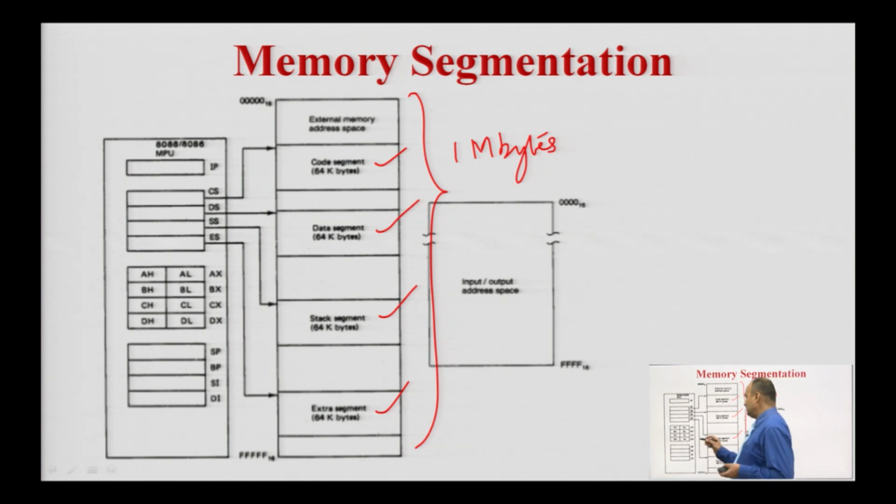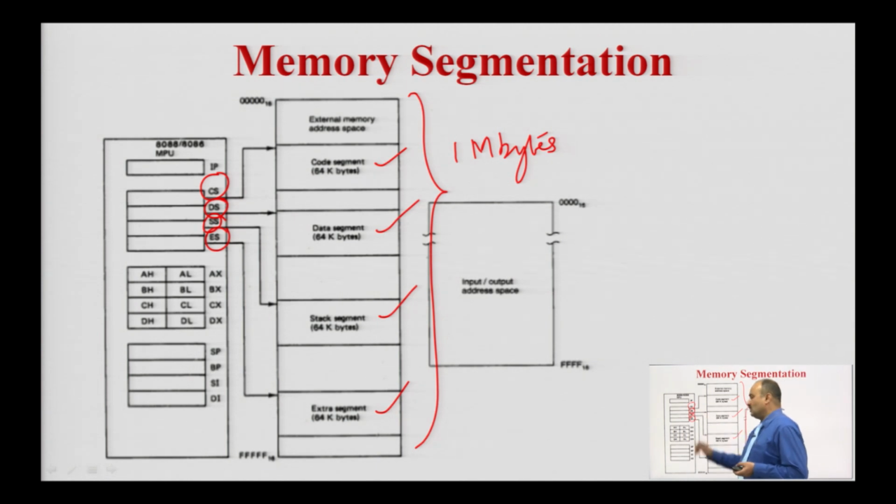These are the segment registers, that is the code segment register, data segment register, stack segment register, and extra segment register. These segment registers will hold the starting address of the segment area of the memory. The segment address is there, so this starting address is present in the segment register.